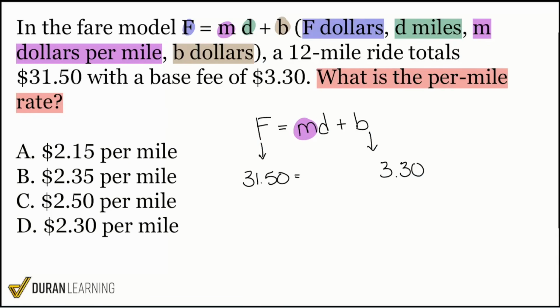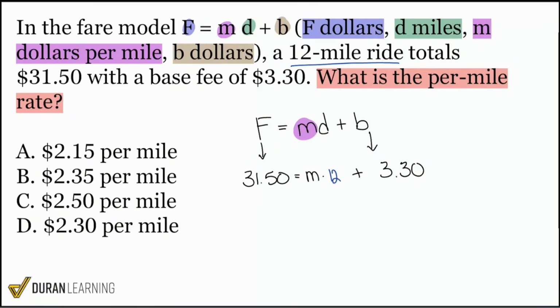So when we plug in what we have, everybody, what is D going to be? Well, D is the number of miles right here. Were we given a number of miles? We were, and it's right here, a 12-mile ride. So that's perfect for us. I'll go ahead and underline that, and we'll replace the D with 12. So M multiplied by 12, and then we will be adding the $3.30.